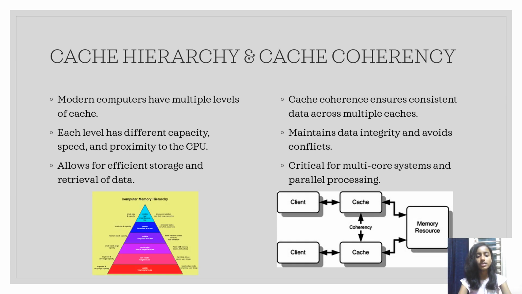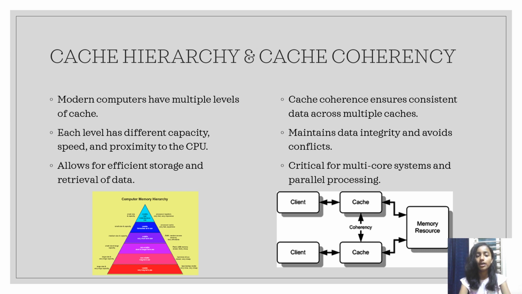So, what is cache hierarchy and cache coherency? Cache memory acts as a buffer between the processor and the main memory. It creates a hierarchy of memories, with the cache being the fastest and the main memory being the slower. This memory hierarchy allows for efficient data access and utilization of available resources.